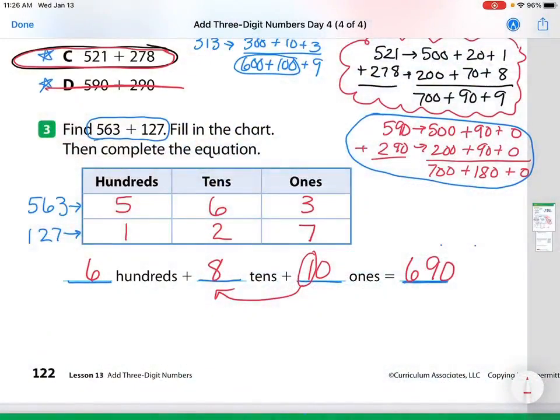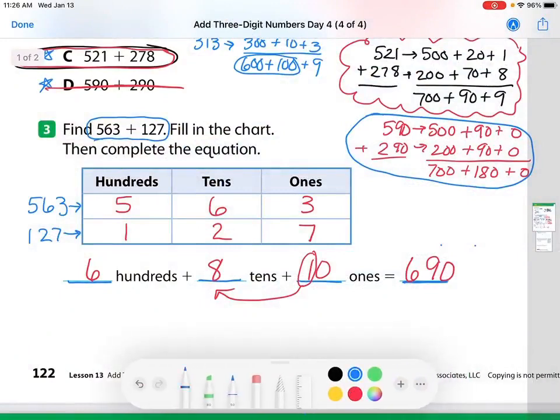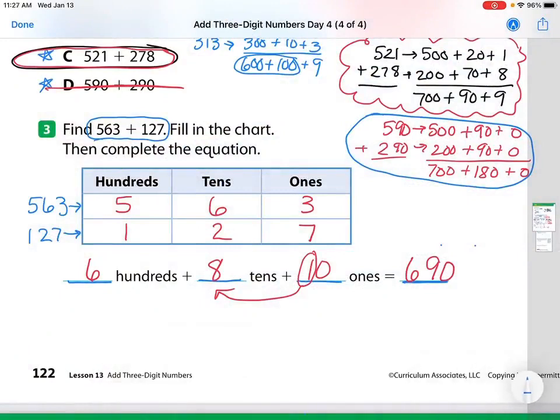Okay, here we are. I hope you got the same thing I did. And when we plug 563 in, we know that's 5 hundreds, 6 tens, and 3 ones. 127 is 100, 2 tens, 7 ones.